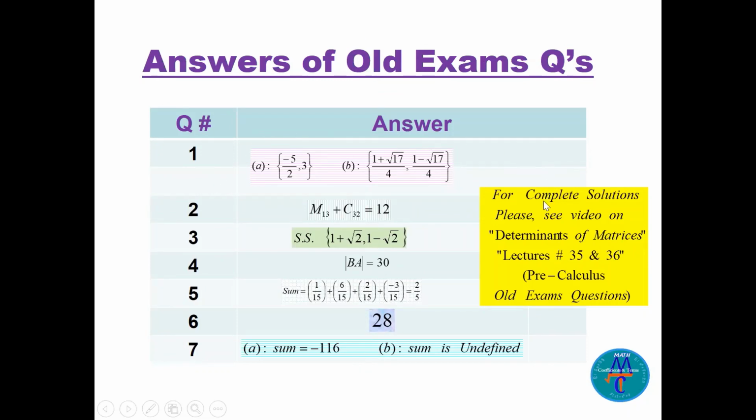For complete solution, please, you can see the video on determinants of matrices, lectures 35 and 36, pre-calculus old exams questions.